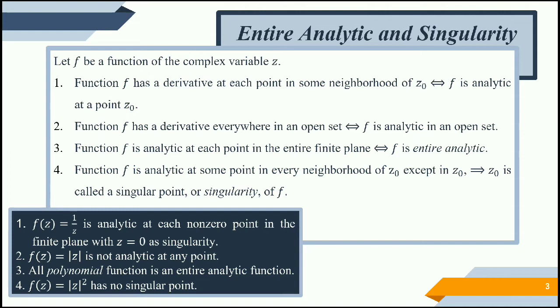First is f(z) equal to 1 over z. f(z) is analytic at each non-zero point in the finite plane since it always has a derivative at each non-zero point in the finite plane, with z equal to 0 as the singularity of function f(z) equal to 1 over z. And the second, f(z) equal to modulus of z is not analytic at any point since it doesn't have any derivative at any point in the finite plane.